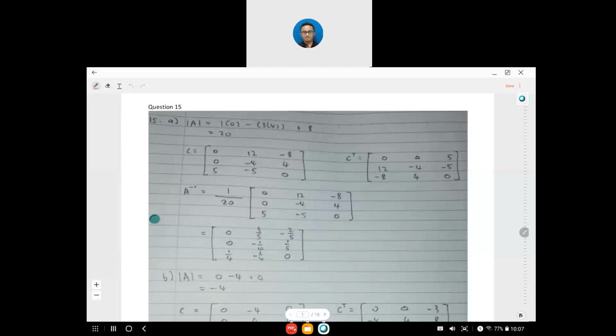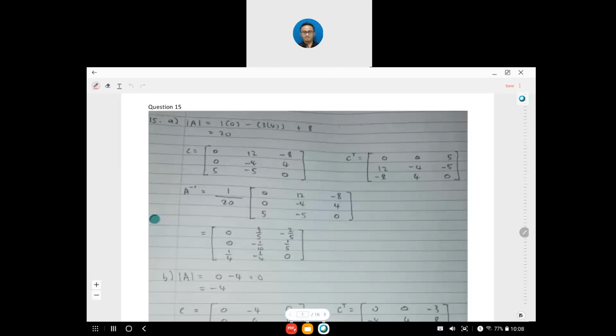So today we continue on our tutorials, which is question number 15. You want to find the determinant, all minors and cofactors, and the inverse of the matrix.